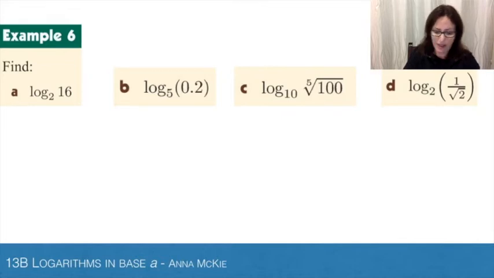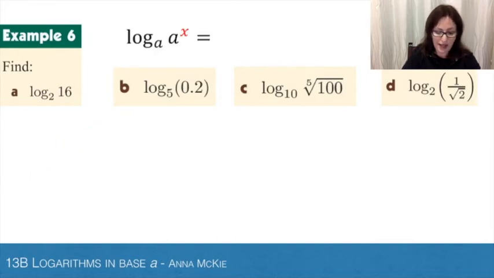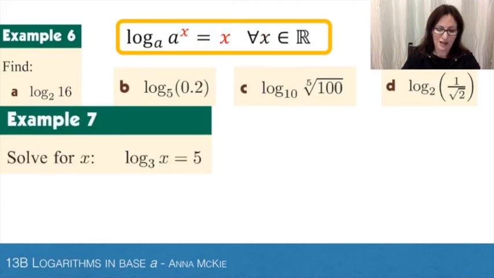Example D. Let's transform that 1 on root 2 and make it 2 to the power of -1/2. And therefore our answer, because we've got base 2 here and base 2 here, we can read off the power of -1/2. And we're ascertaining the rule here from the work that we're doing. If you have log of base A, and here is your base A again, then the power there is also your answer for all real values of x.